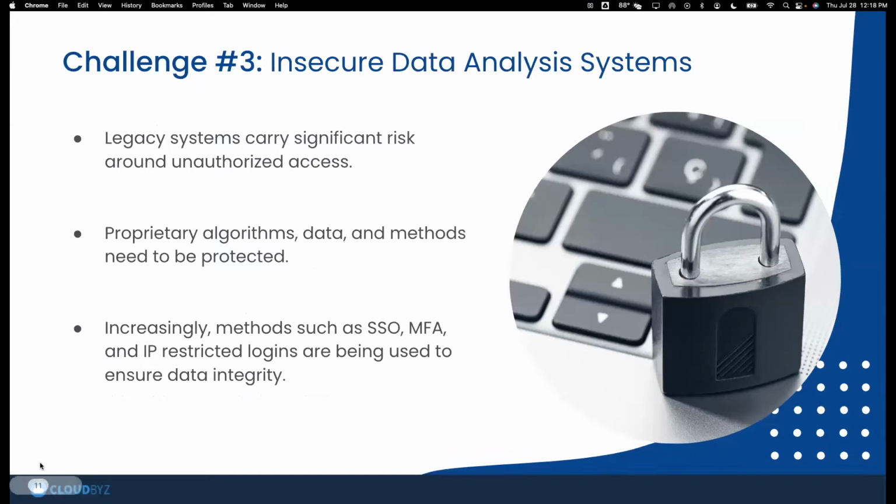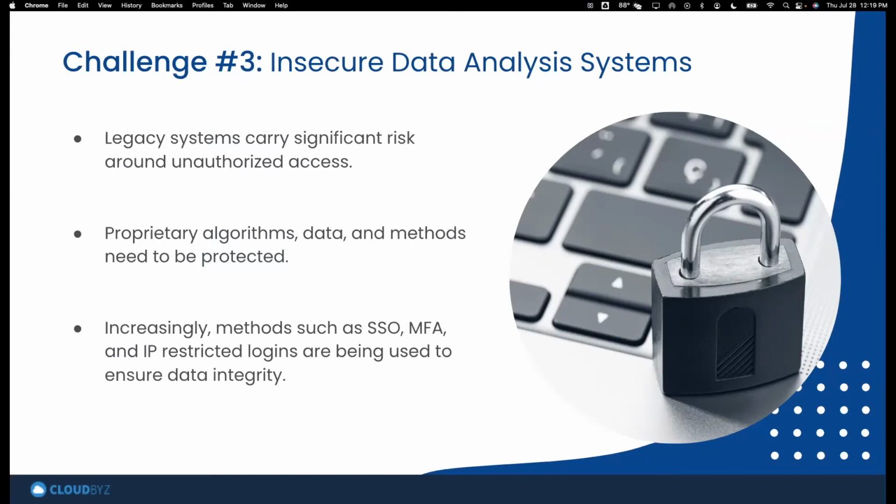All right. So insecure data analysis systems, right? This is kind of the nightmare scenario. It's oftentimes some of these legacy systems that can carry significant risk around unauthorized access. We know that proprietary algorithms, data and methods need to be protected. That's the first step in any sort of PV or signal detection practice: ensuring that the information that's key to our business is staying internal and in-house.